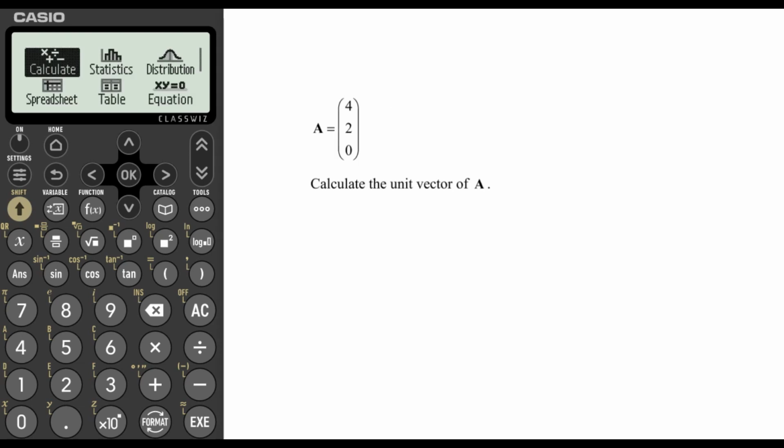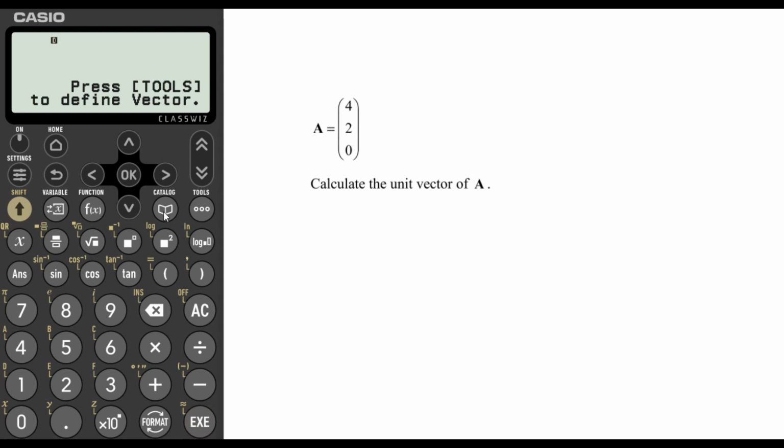We can use our calculator to calculate unit vectors. In this example, we're given the vector a, 4, 2, 0, and we have to calculate the unit vector of a. From the main menu, let's scroll to the vector sub-menu. We need to define vector a. To do this, press Tools, then vector a. We need to change the dimensions to 3 dimensions. We have i, j, and k. And if we confirm this, we can key in the i component of 4, the j component of 2, the k component of 0. And if we press execute, vector a is now stored into the calculator.